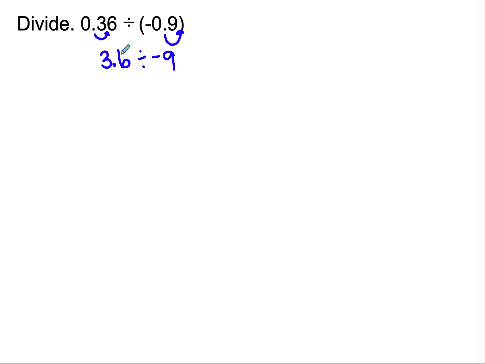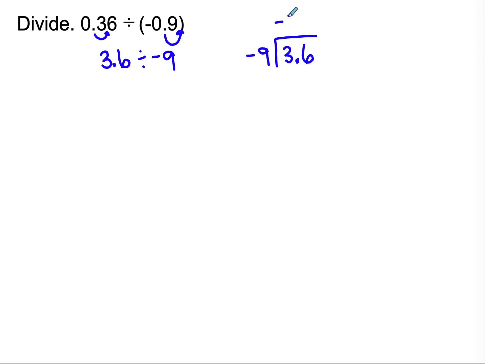Doesn't matter that there's a decimal in the first number. What matters is the second number. Okay, so now I'm going to set my division. The first number goes on the inside, 3 6/10. The second number goes on the outside, negative 9. I know my signs are different, so my answer is going to be negative. I'm going to go ahead and put it up there where my answer is going to be.